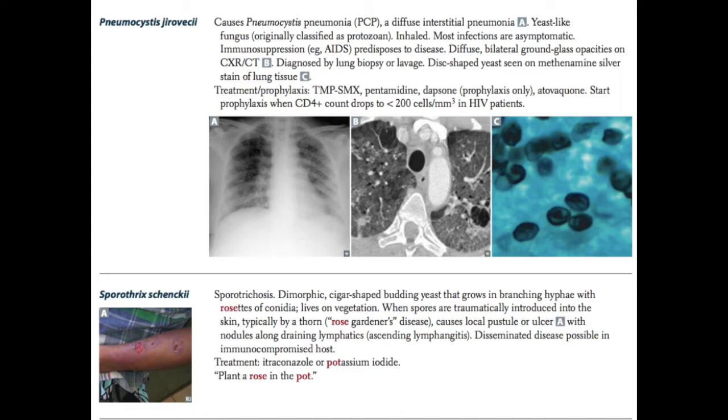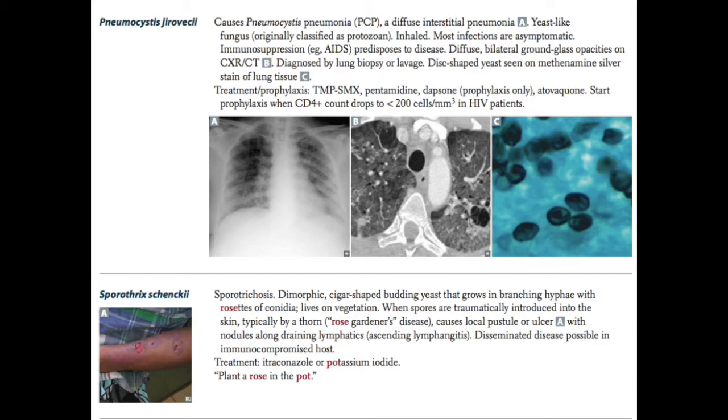Another fungus that likes to show up on the boards is Sporothrix schenckii. It causes sporotrichosis or rose gardener's disease. The fungus itself is a dimorphic fungus that lives on vegetation. When traumatically introduced to the skin, typically by a thorn, it causes a local pustule or ulcer with nodules along the draining lymphatics, so you see ascending lymphangitis. It has little systemic illness.